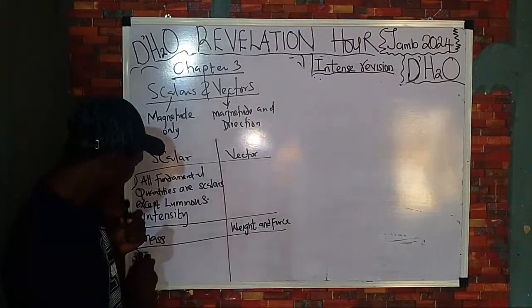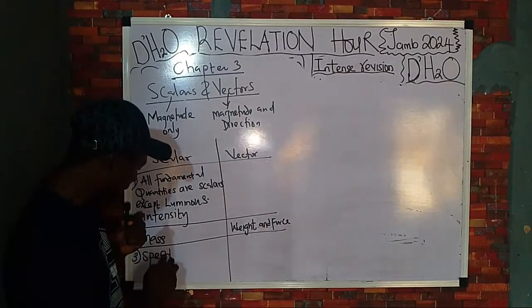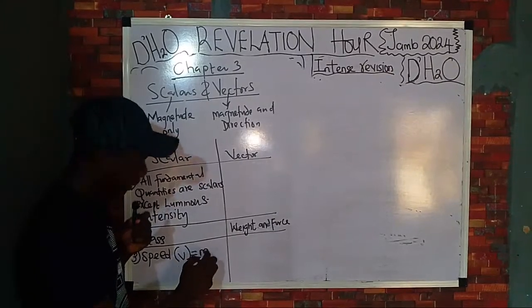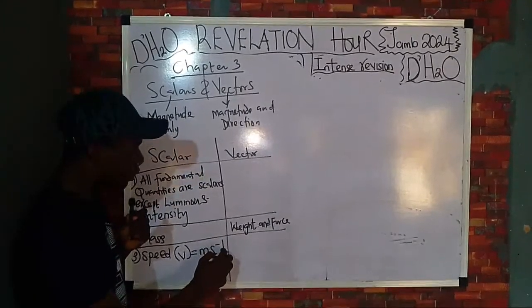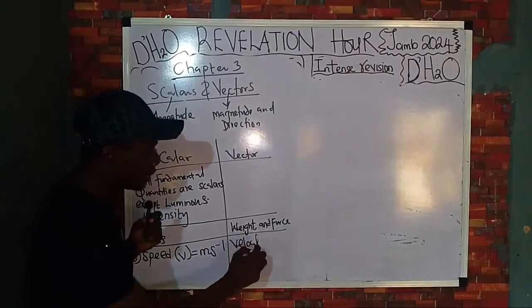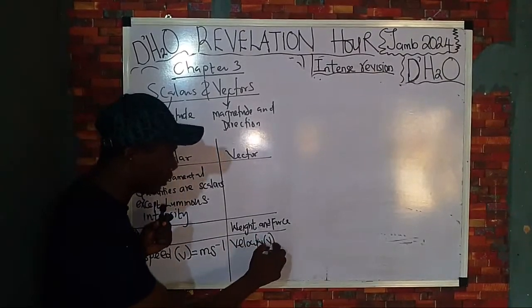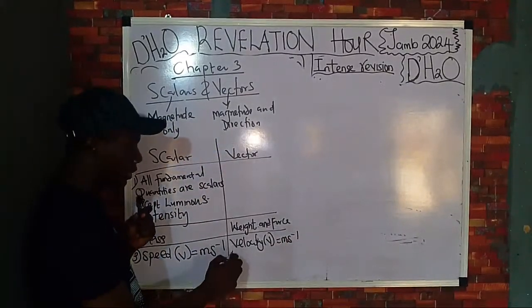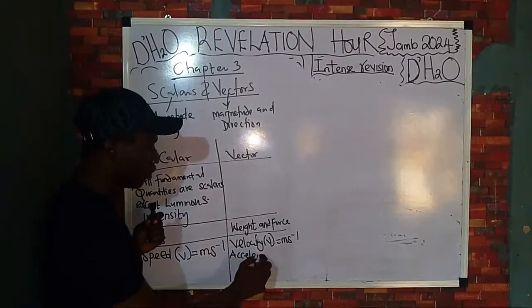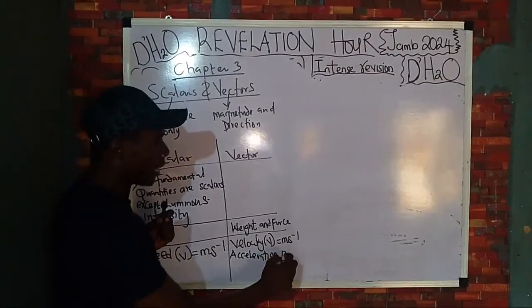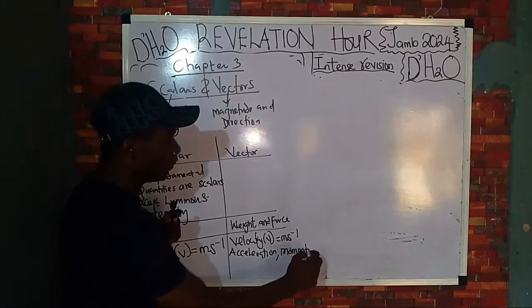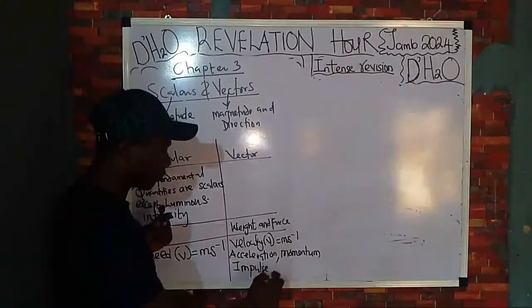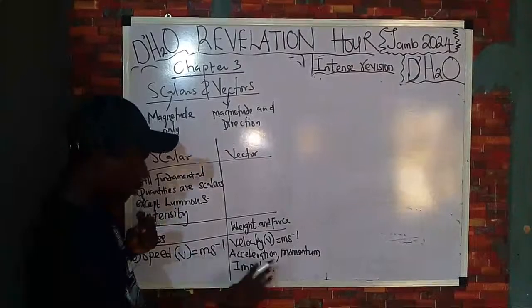If I write number three, if I write speed here, class, remember that speed is v and speed is meter per second. Your velocity is a vector, is also v, and it is meter per second too. Now let me add to this. I can add acceleration here. I can add momentum here. I can add impulse here. Are we together? Take note.